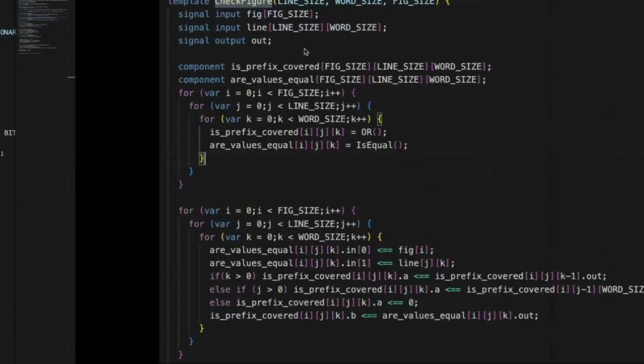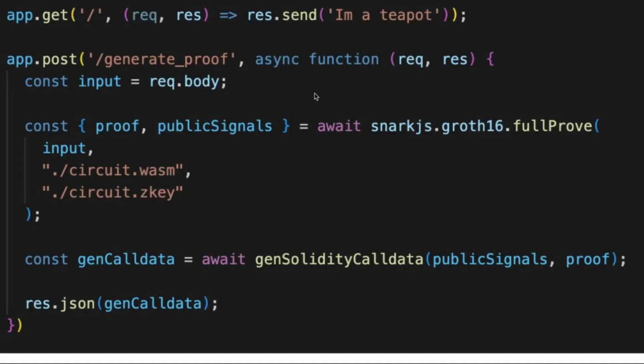I even have like a prototypical call to proof generation here. So this is like if you're writing a server, right, and you have a generate proof endpoint, and you're calling snark.js, you're calling groth16 full prove, then you have to include the compiled version of the circuit and the proving key that was part of your trusted setup. That was the output of the trusted setup ceremony, and input. And then you get the generated proof.